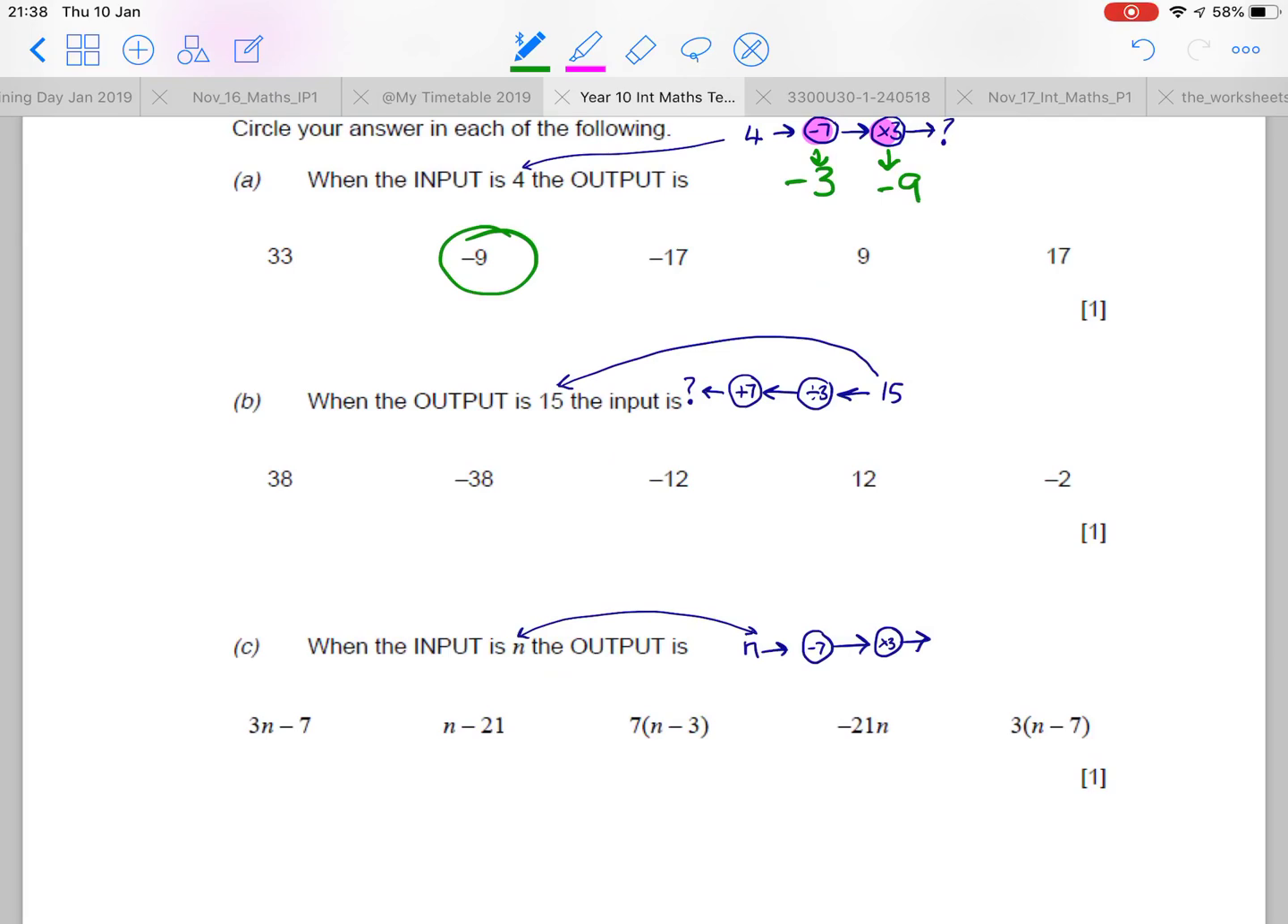Part B, if 15 is the actual output, you've got to work backwards through this function machine to find out the number to go in. 15 divided by 3 is 5. 5 plus 7 makes 12.